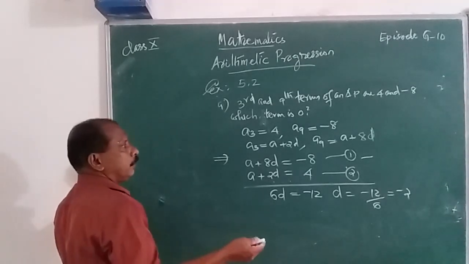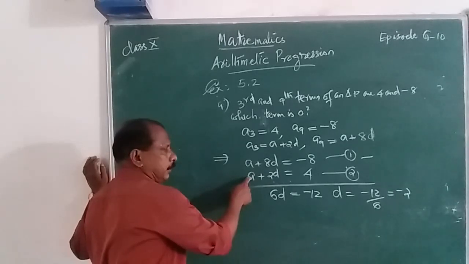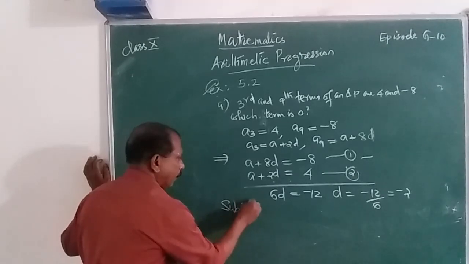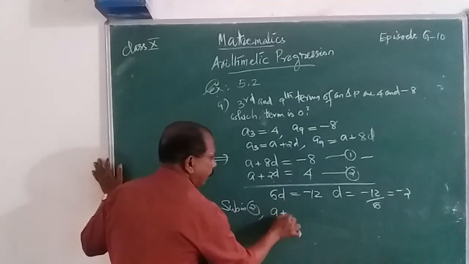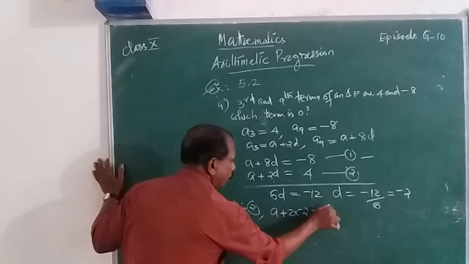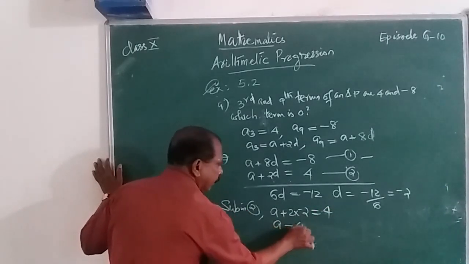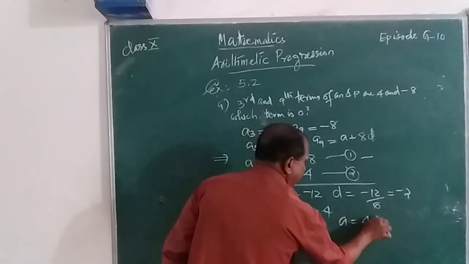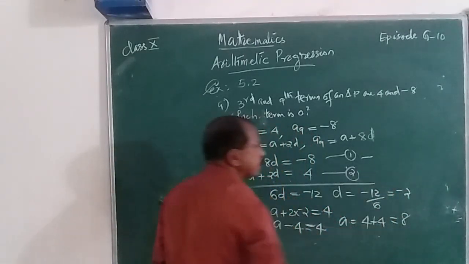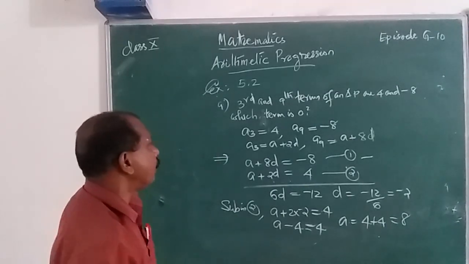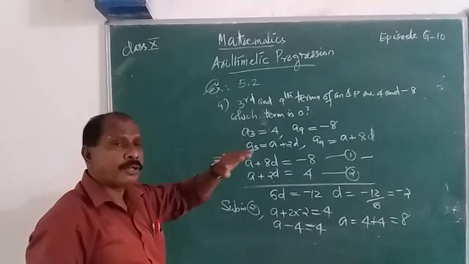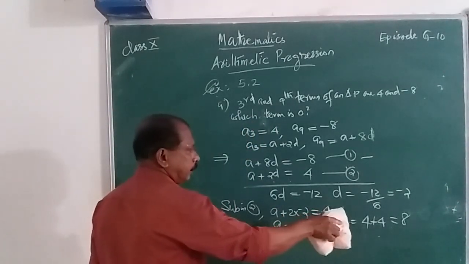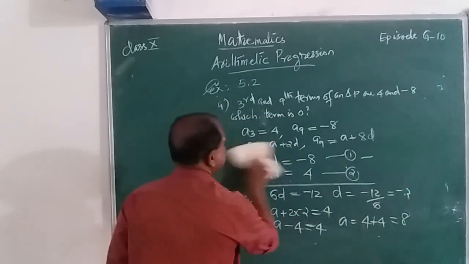Then substitute in the second equation. A plus 2 into minus 2 is equal to 4. Therefore, A minus 4 is equal to 4. Therefore, A is equal to 4 plus 4, is equal to 8. Then which term? That means we can find out the position of that term 0. Clear? D is equal to minus 2 and A is equal to 8.